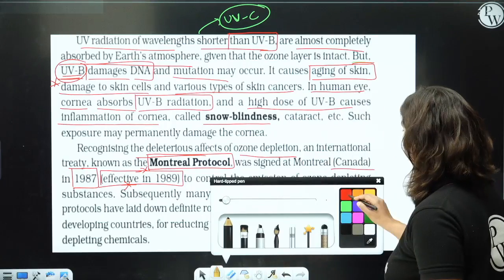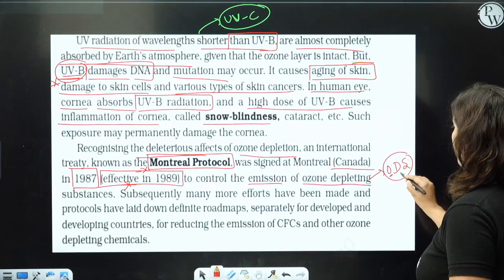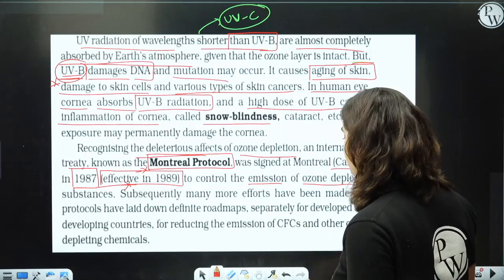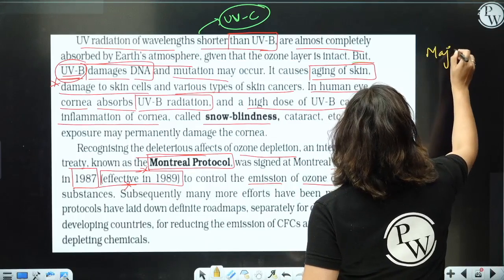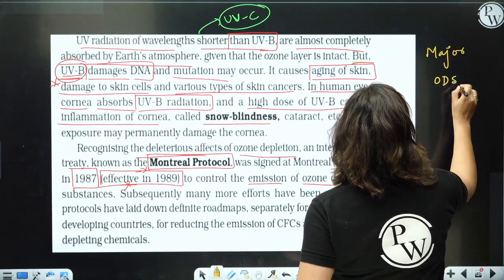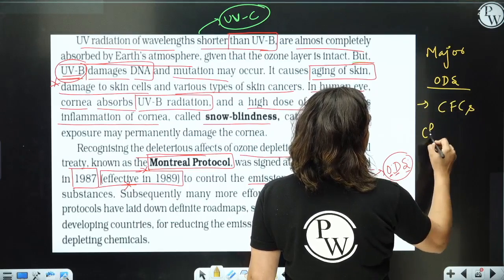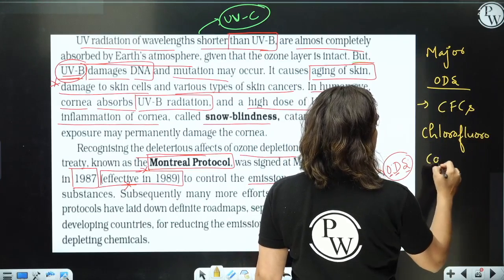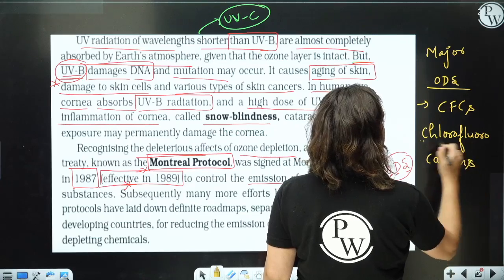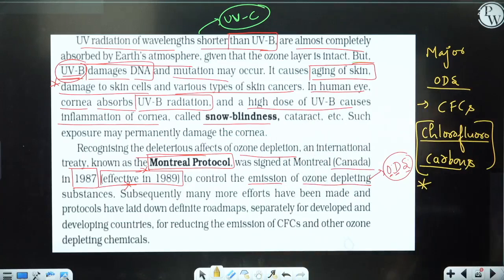These are called ODS, ozone depleting substances. Okay, and the major ozone depleting substances are CFCs, that is chlorofluorocarbons, and these chlorofluorocarbons are emitted by the refrigerators. Okay, so this is important.